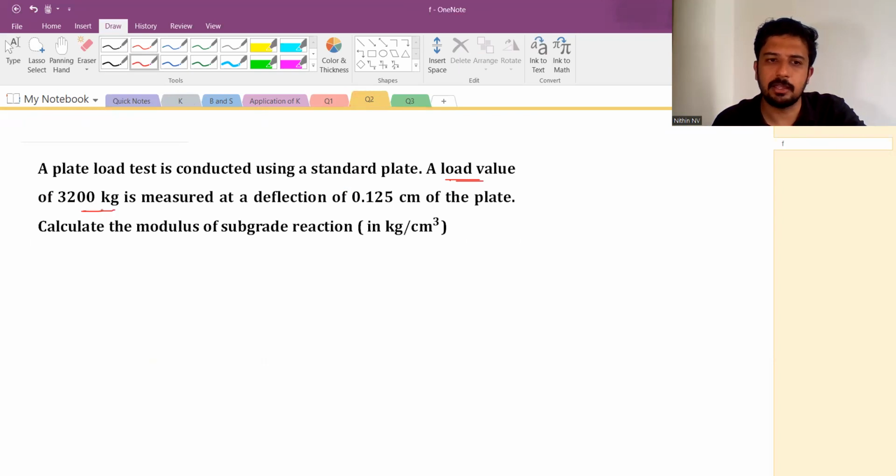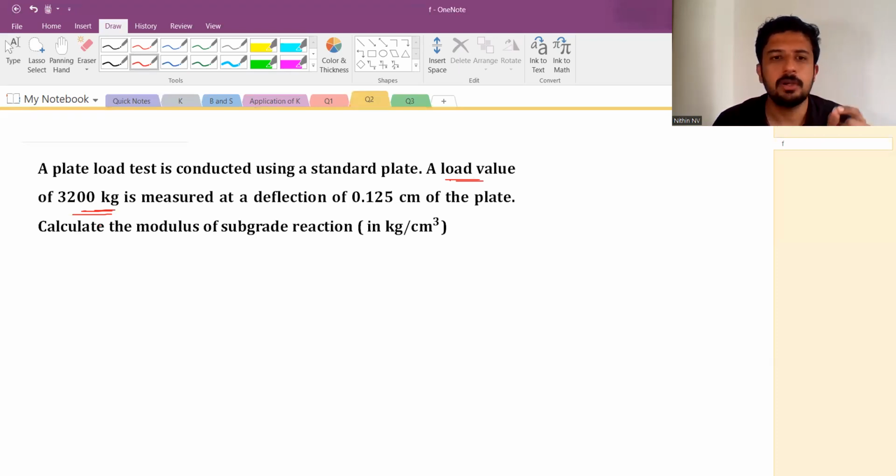Also from the unit, you can understand that if it is a stress, then it is divided by mm square, or Newton per centimeter square or meter square, like that they will be giving the data. Now 3200 kg is the data. Sometimes they can give it in Newton also, or tons. You need to convert properly.